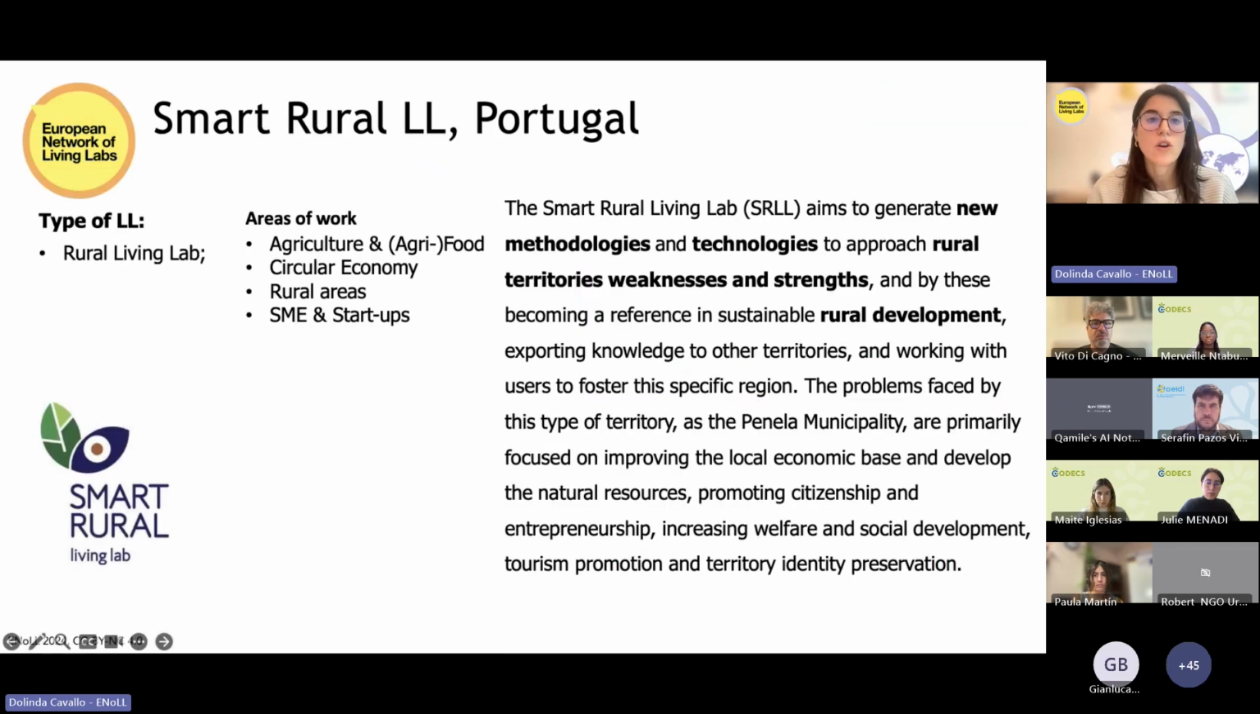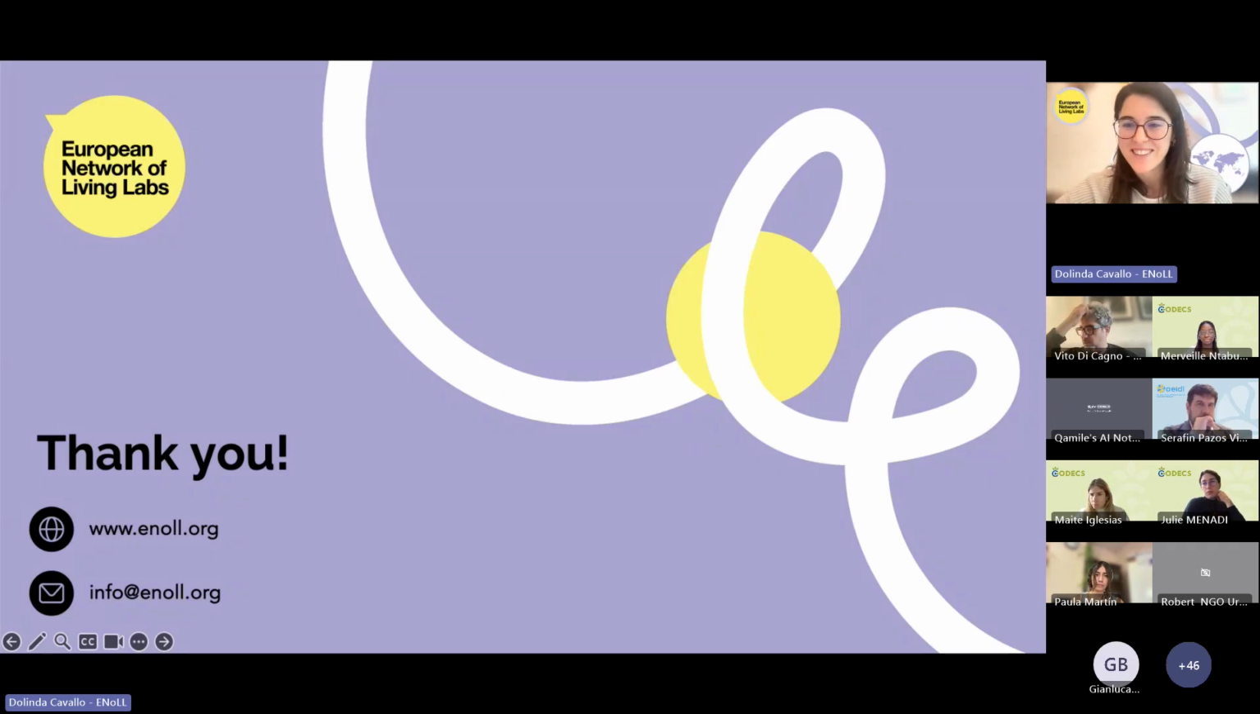Another example is the Smart Rural Living Labs, based in Portugal, focusing on agriculture, agri-food, circular economy areas, and startups. They are working to generate new methodologies and technologies to support the rural territories and address the challenges or weaknesses they are facing, and to ensure sustainable rural development. These are some of the examples that you can also find on the website if you want to know more about other types of agricultural or rural living labs. And with this, I end my presentation. Thank you so much.